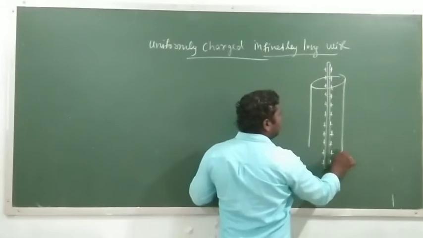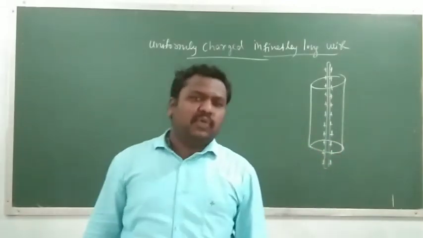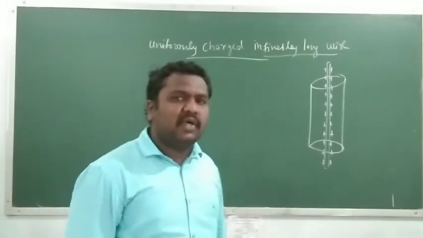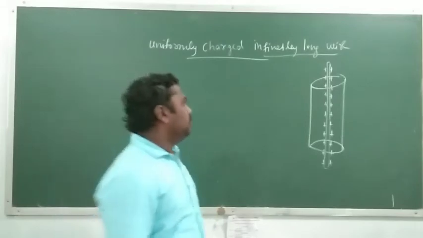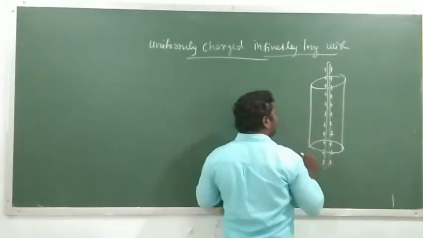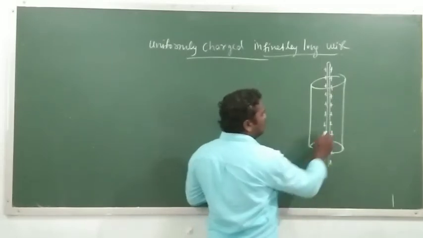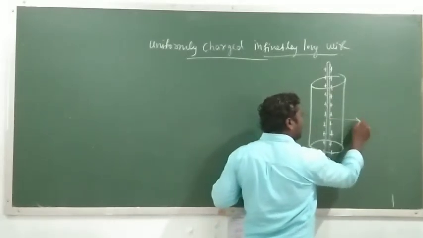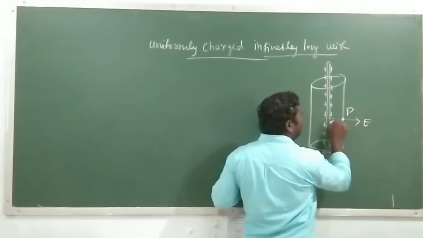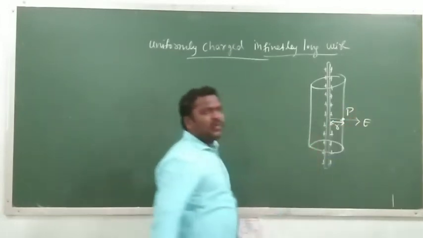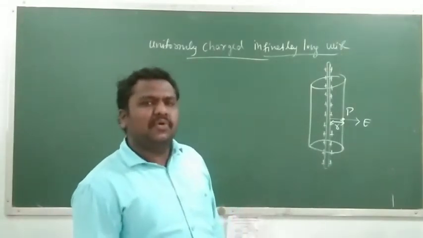Here the Gaussian surface we are selecting, that is the cylindrical Gaussian surface, is enclosing a certain portion of the wire, which is having the linear charge distribution. So with respect to this Gaussian surface, we have a positive charge associated with it. This is the direction of the electric field, and we choose some arbitrary point P, which is at a distance r from the wire, and at that arbitrary point we have to find the electric field.